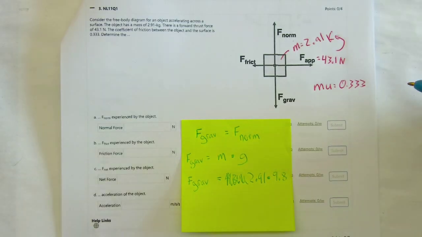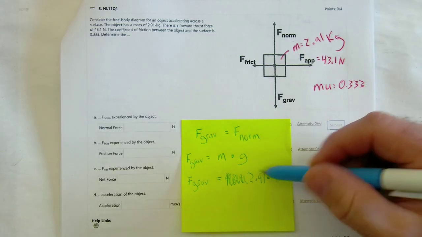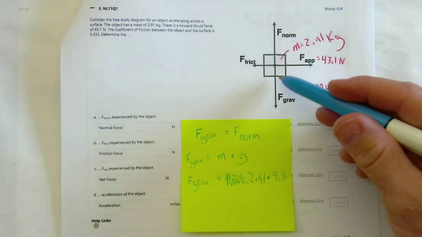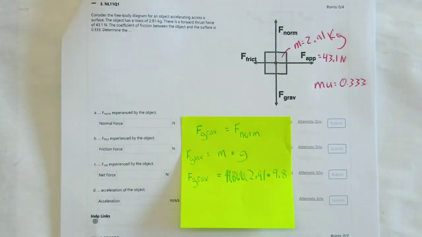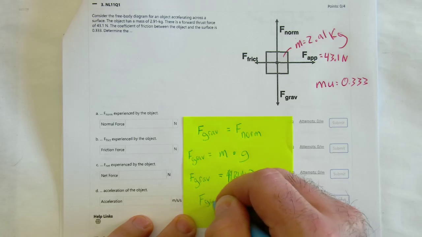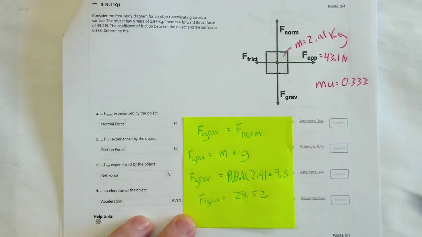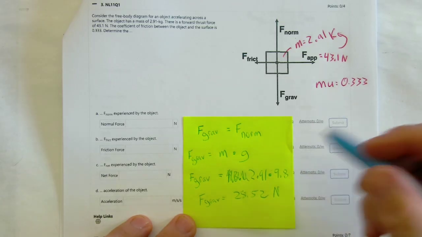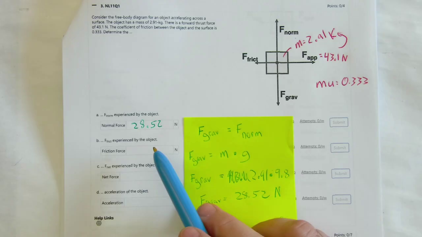Now, technically, the force of gravity is negative 9.8. And if we did keep the negative in there, we would just get a negative answer, to show it's pointing down. Just for simplicity's sake, I'm going to leave that out. And so here we would find that the force of gravity is going to equal 28.52 newtons. And so we could put this up there, just like that.